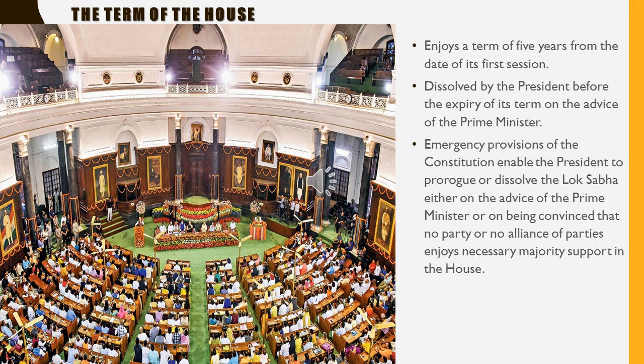The emergency provisions of the Constitution enable the President to prorogue, that is, discontinue, or dissolve the Lok Sabha, either on the advice of the Prime Minister or on being convinced that no party or no alliance of parties enjoys the necessary majority support in the House.